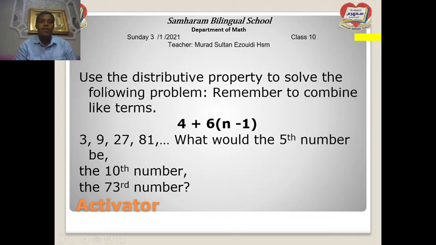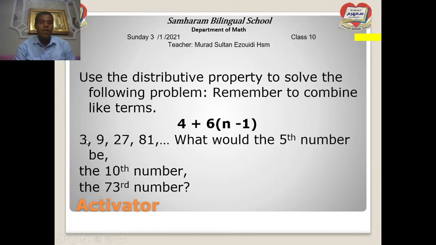Here, use the distributive property to solve the following problems. Remember to combine like terms. For example, here 4 plus 6 multiplied by n minus 1, we will make 4 plus 6n minus 6. It will be 6n minus 2.